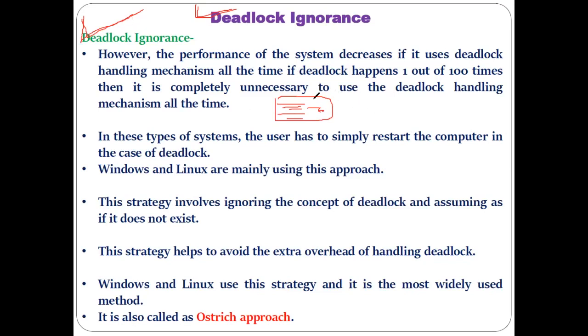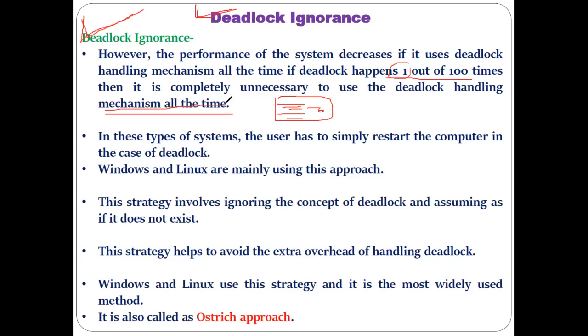So in case of normal users, deadlock generally occurs one time out of 100 times. And for that one time, it is not necessary to apply the deadlock mechanisms that we have discussed, like deadlock prevention, deadlock avoidance, deadlock detection. So there is no need to apply this kind of approach when deadlock occurs in the case of general users of the computer.